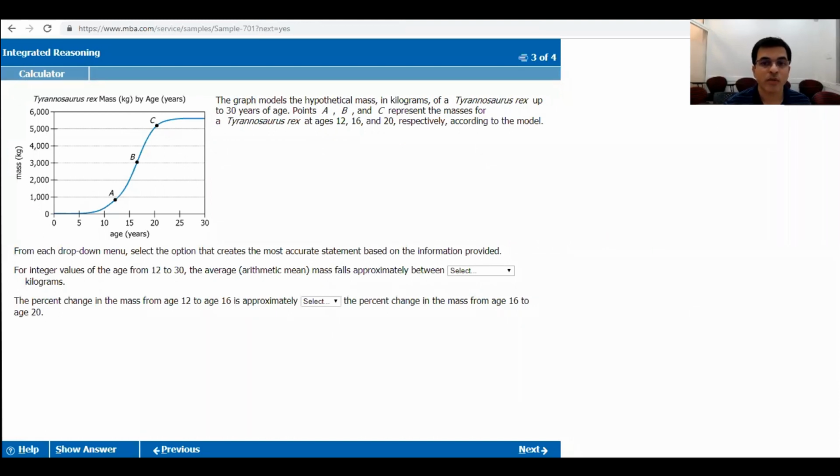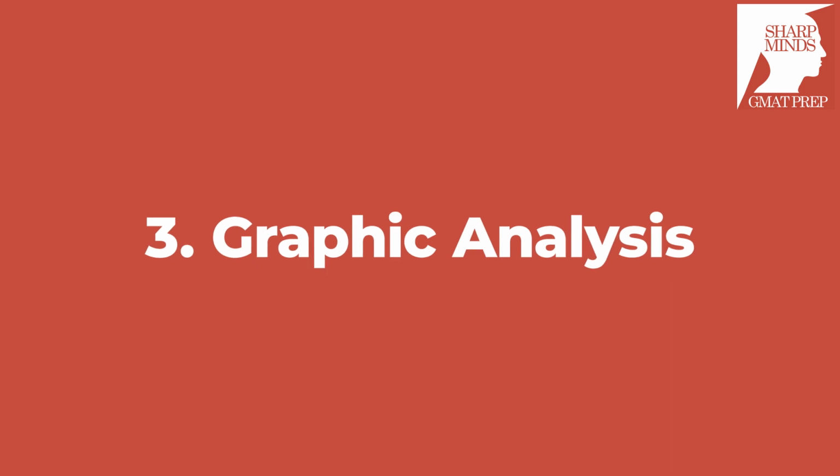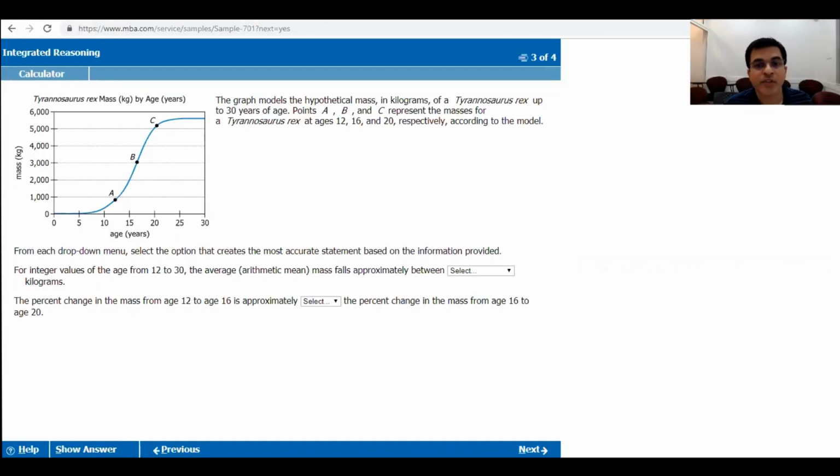Now let's move on to the next question type, the third question type, graphics interpretation. Graphics interpretation means some such graph will be given to you and two questions will be asked with drop downs. You have to answer both of them, and if both of them are answered correctly, you get the question right.